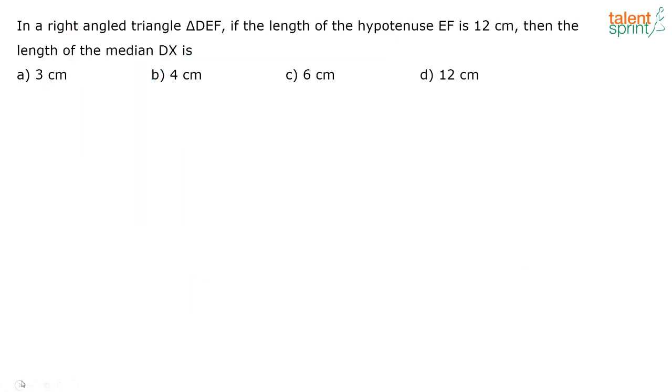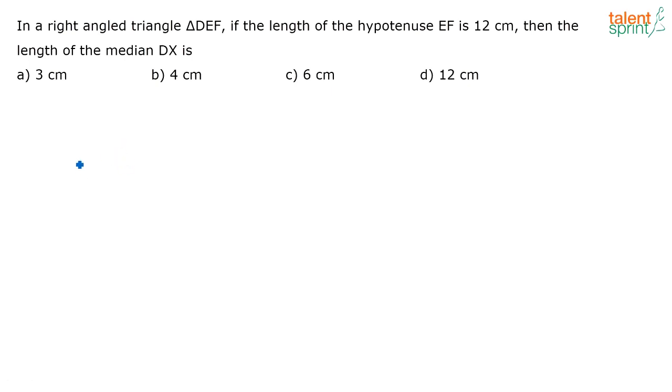The next question is there on your screen. In a right angle triangle DEF, if the length of the hypotenuse EF is 12 centimeter, then the length of the median DX is dash. So again you will have to use a property of the right angle triangle here to solve the question. If you know the property, then you get the answer in a second. So that is why I say that it is very important to know these properties.